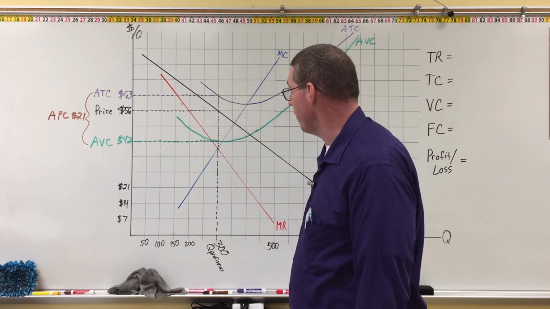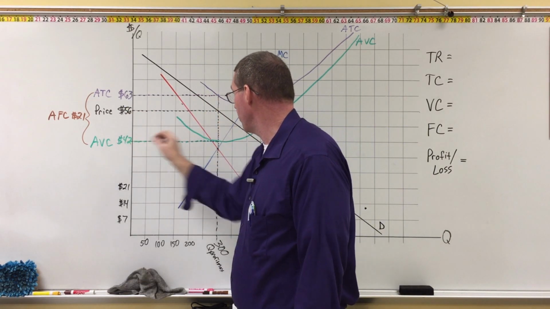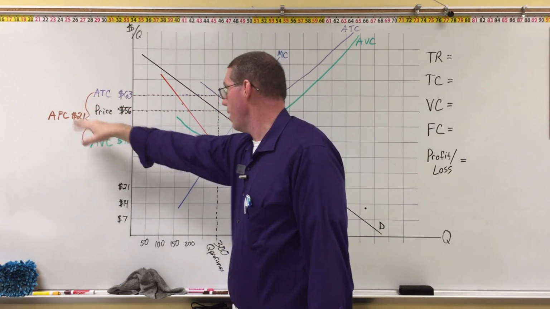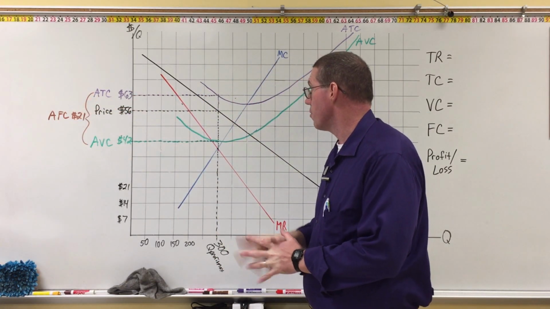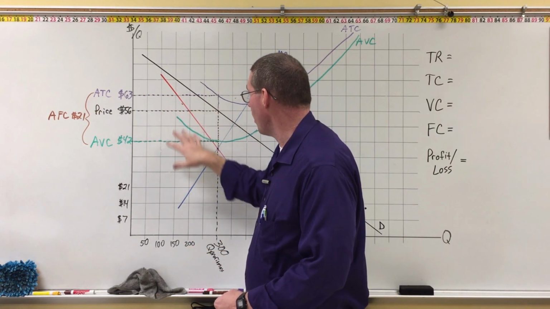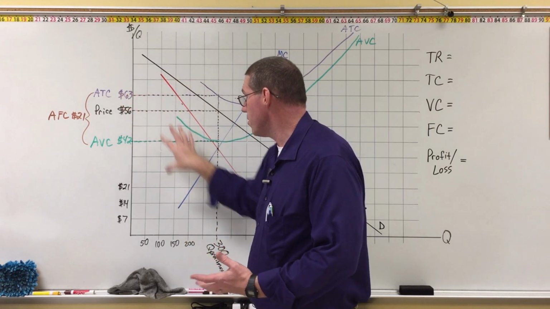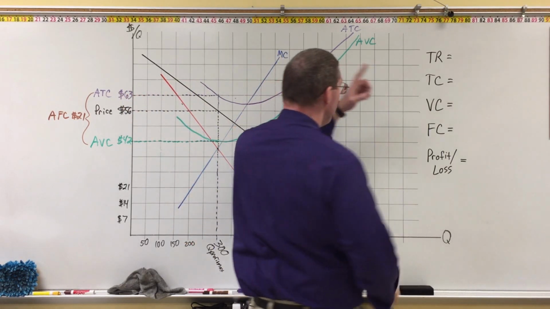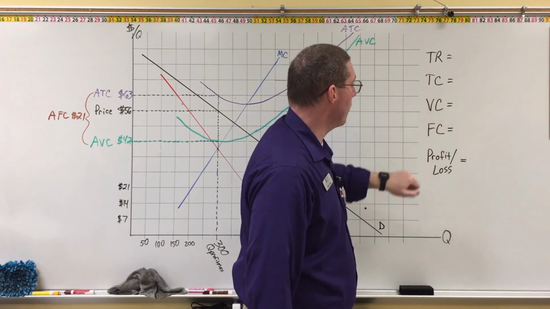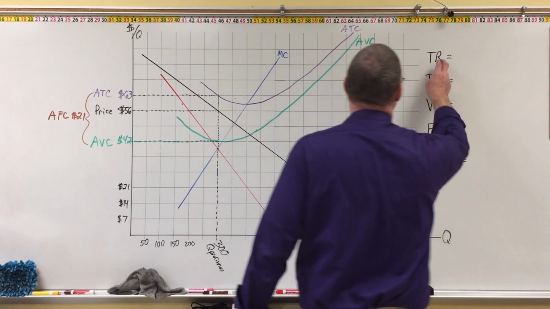We have identified the price, then the average variable cost, the average total cost, and then the average fixed cost. And so now you can start to see the rectangles forming in here, and we can use this information to identify total revenue, total cost, variable cost, fixed cost, and then profit or loss. Okay? So let's start with total revenue.